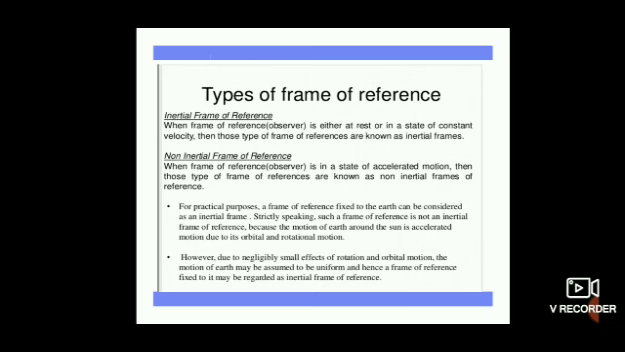Now, the next topic is the non-inertial frame of reference. This is when the frame of reference or observer is in a state of accelerated motion. In the previous case, it was constant velocity, with no acceleration. But here, we consider accelerated motion. Those types of frames of reference are known as non-inertial frames of reference.